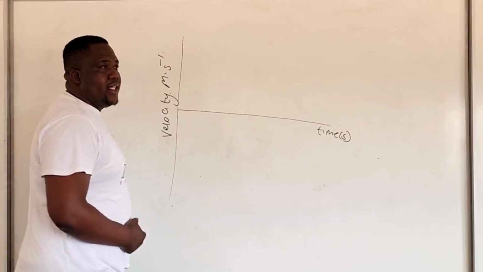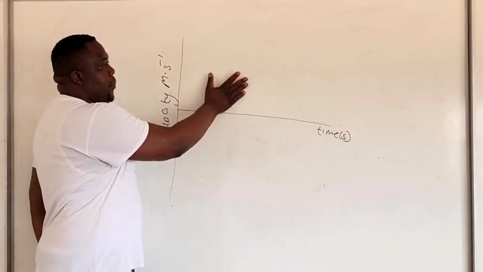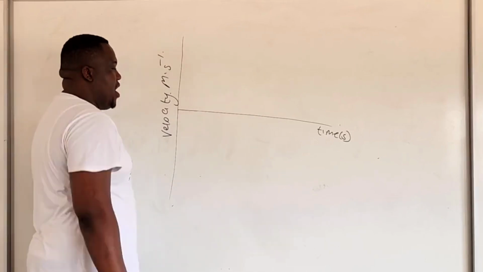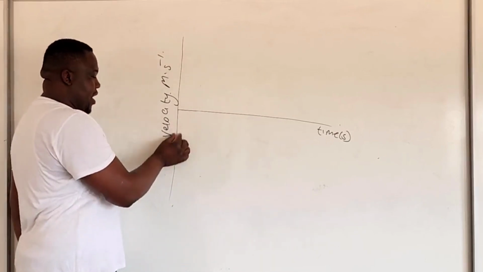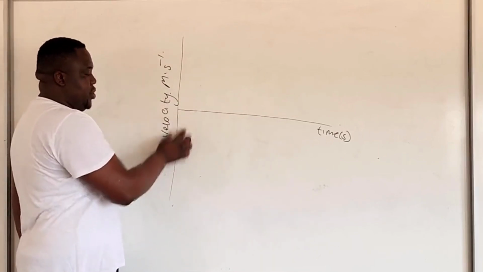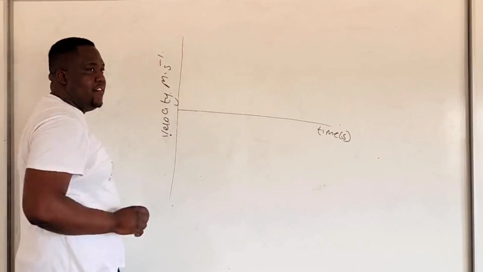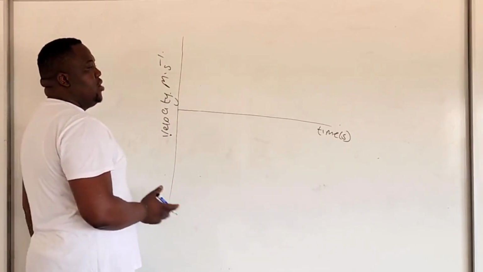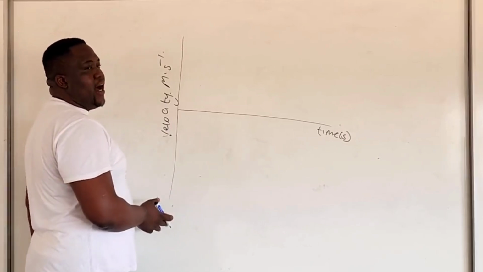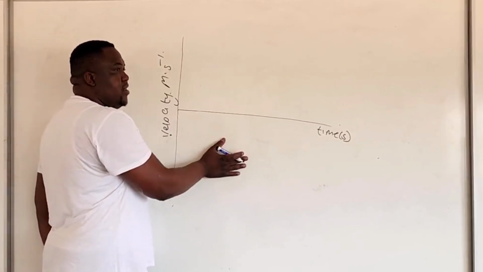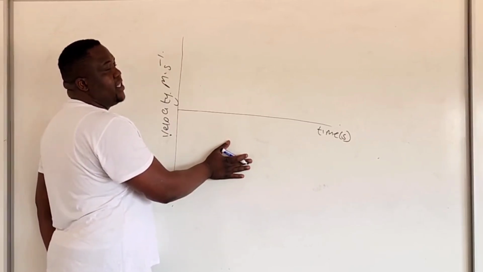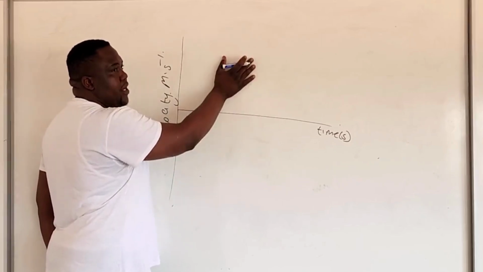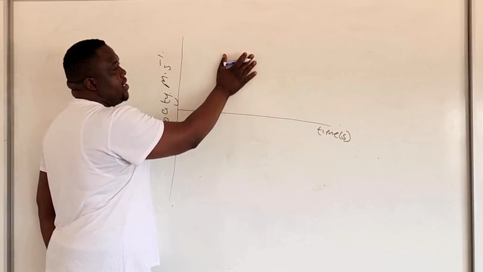You can see that this graph has the positive y-axis and the negative y-axis. Here we have negative values, and here we have positive values. So what does that mean? It means that if we take downward as negative, this part will be representing downward, and then upward will be represented by the positive axis.